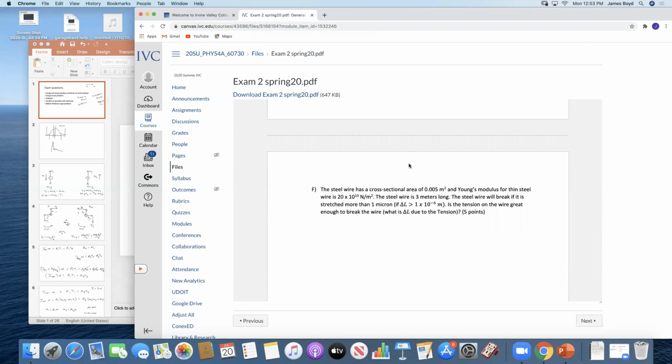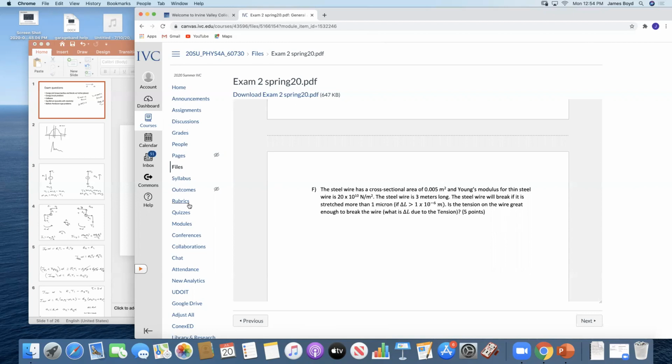You guys should know by now that I like you to compare things. So in this example, you're finding delta L and comparing it to a number. And if it's more or less, then it tells you, did the wire break or did it not break? But that's about it. As far as the equilibrium stuff, make sure that you study the examples in the book.